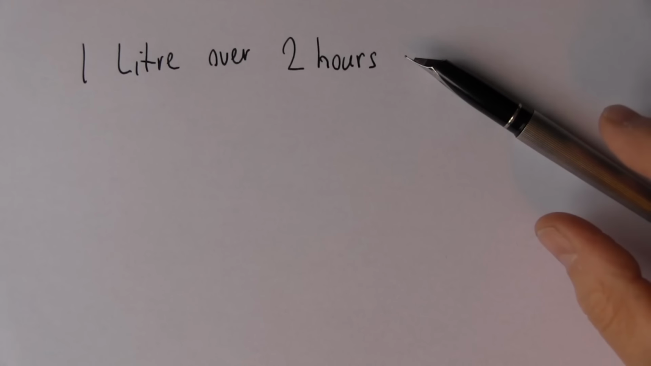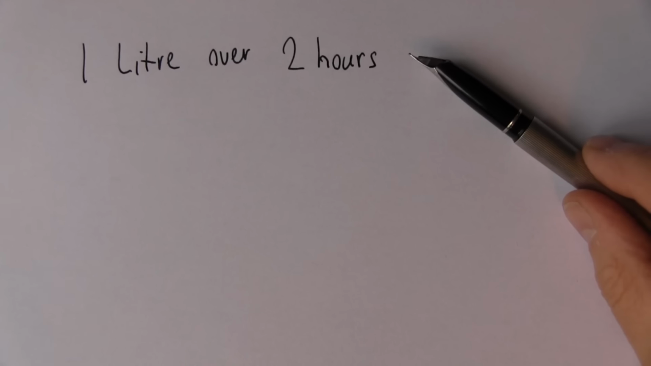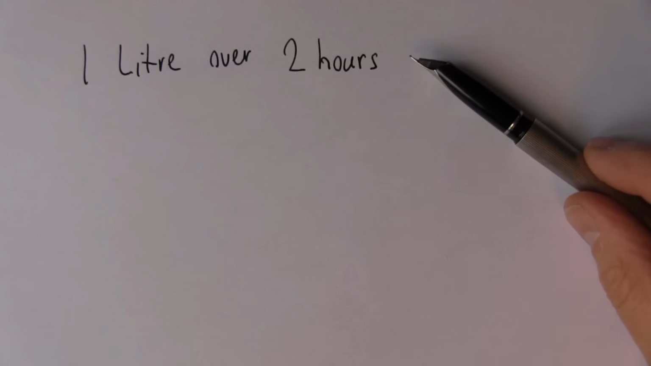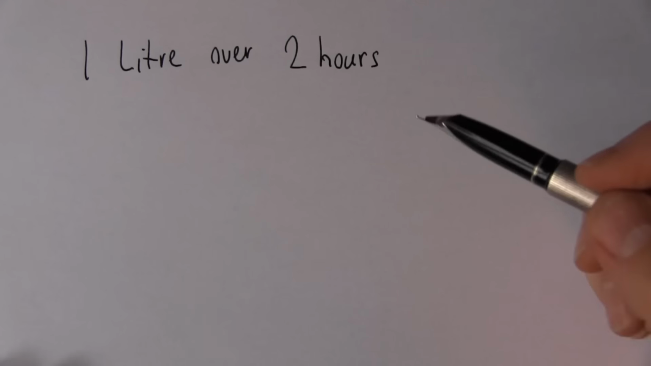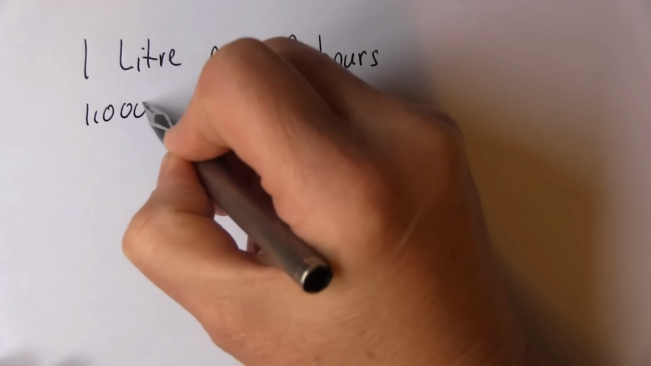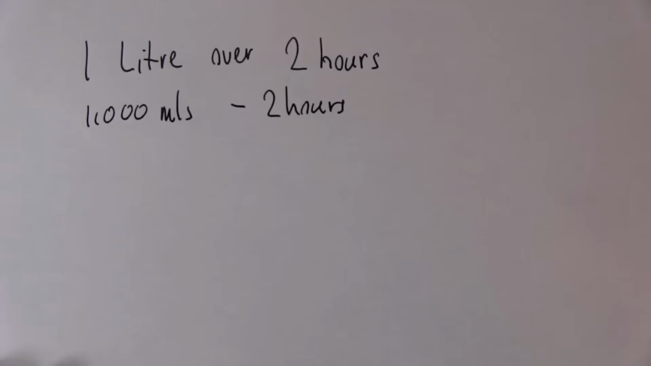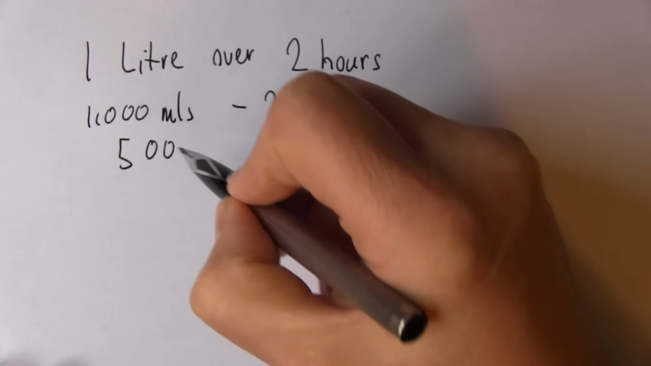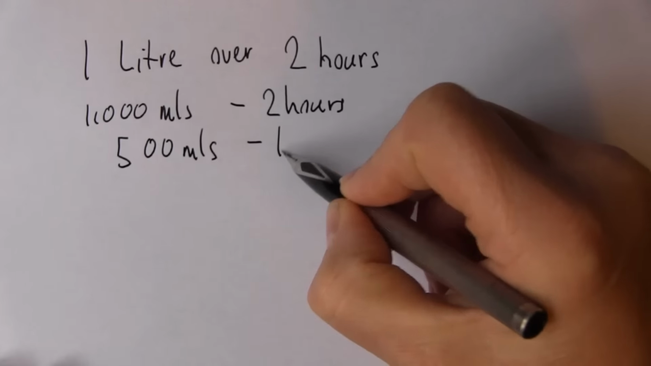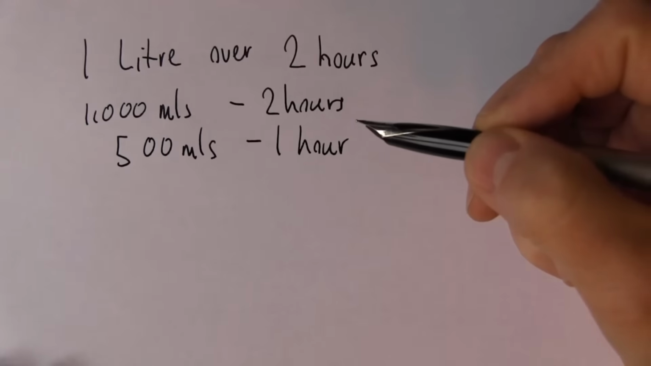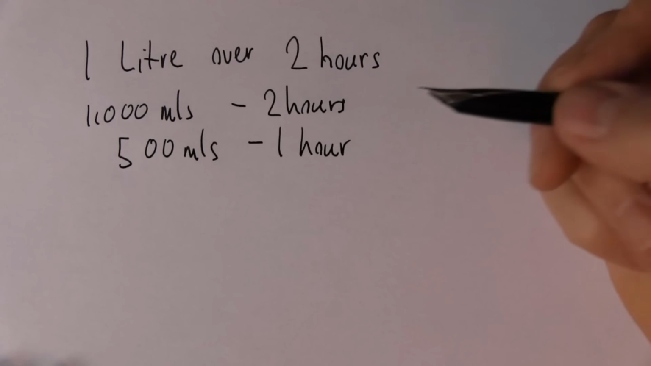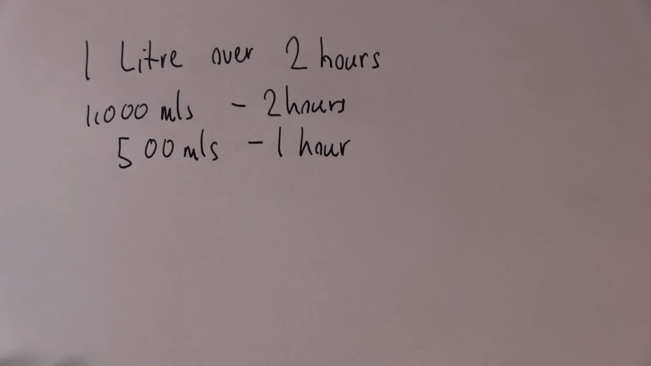Now in this question we are told that our giving sets give 20 drops per mil. And we're also told that the patient is prescribed 1 litre of normal saline to be given over 2 hours. So 1 litre over 2 hours is 1000 mils over 2 hours. Now I think you can probably see that that means 500 mils would be given in 1 hour. So 1000 mils over 2 hours is going to be 500 mils in 1 hour.